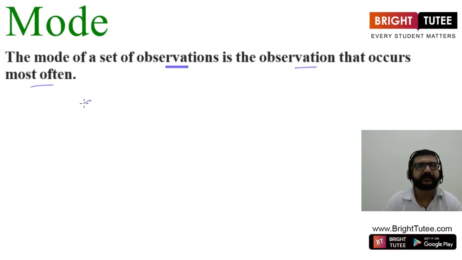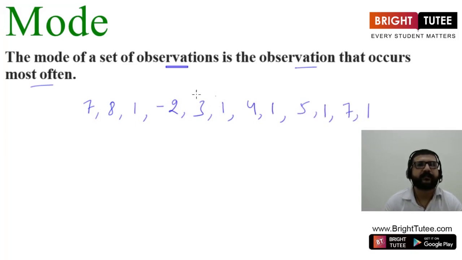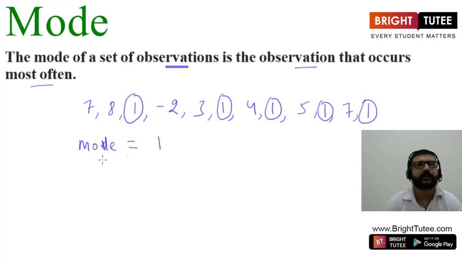Now suppose we are having a few observations. Let's say we have 7, 8, 1, minus 2, 3, 1, 4, 1, 5, 1, 7, 1. Now we have to find the mode of this data. So what do you think? Which observation is occurring the most number of times? As we can see here, the observation 1 is occurring the most number of times. It is occurring 5 times in the data. So the mode of this data is equal to 1.